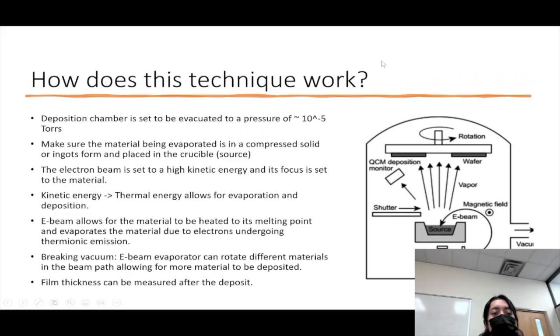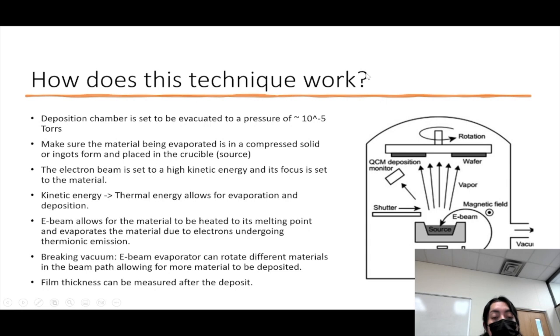So it starts off with the deposition chamber being evacuated to a pressure of 10 to the negative 5 torr. One must make sure the material being evaporated is in a compressed solid form and then placed in the crucible, which is the source. The electron beam is set to a high kinetic energy and its focus is set on the material. Kinetic energy is then transformed to thermal energy, allowing for evaporation and deposition.